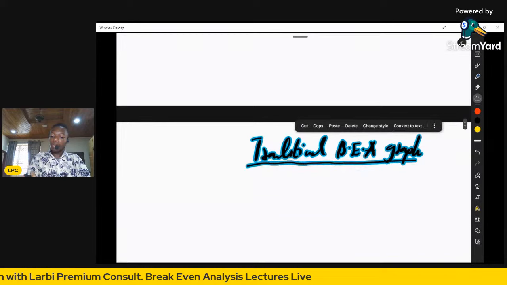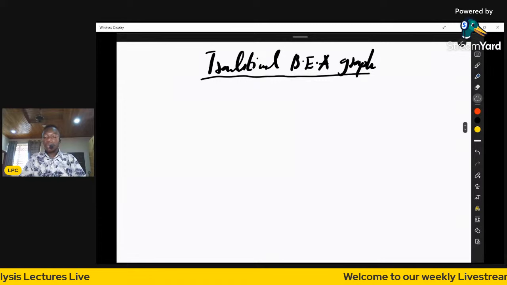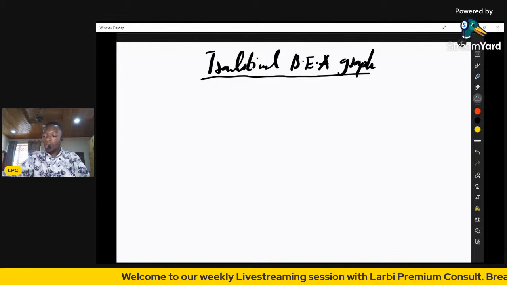Let me paste here. Good. So, the traditional break-even graph. Let's see how we can illustrate this graphically and explain certain terms as we move along in that line.